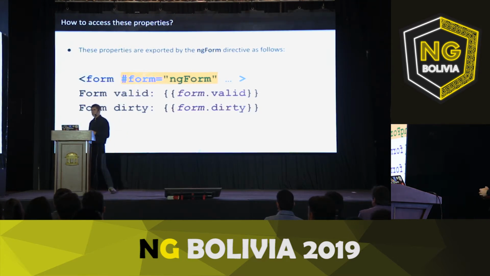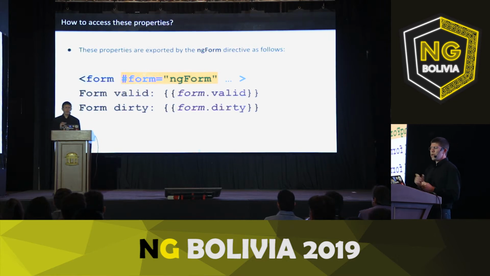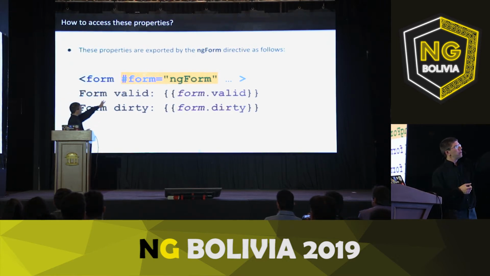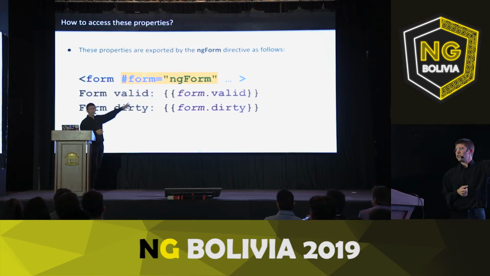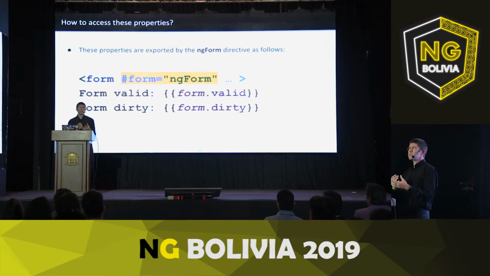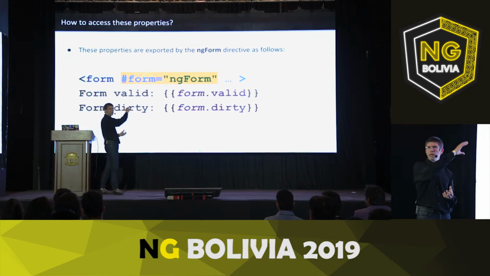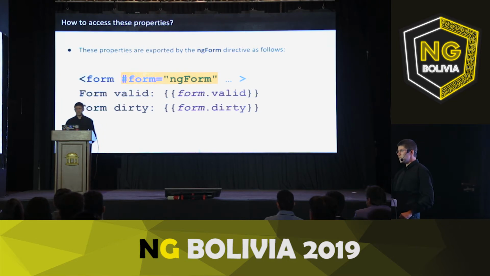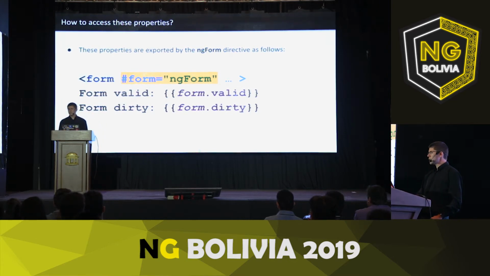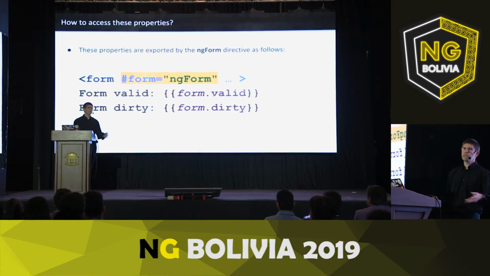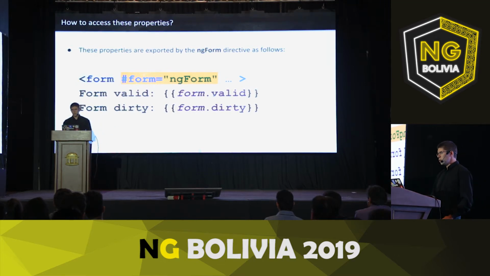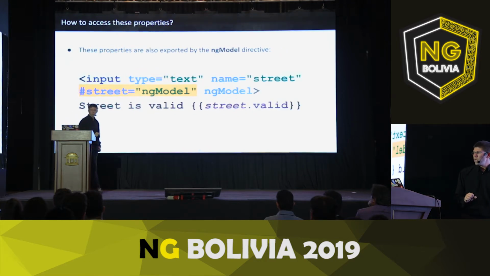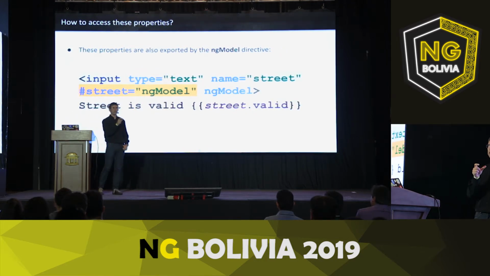And one of these other options is to actually access those properties from the ng-Form directive. So here, I'm doing hashtag form equals ng-Form, and this gives me a reference to the form directive applied to that specific form. And once I have that reference, I can use it to get access to all of this. So is the form valid, is it dirty, pristine, touched, untouched, and all of that.